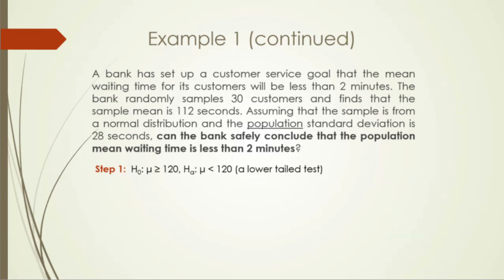This is the finalized presentation for step 1. The test we will perform is a lower-tailed test. This can be seen from the sign of inequality in HA.